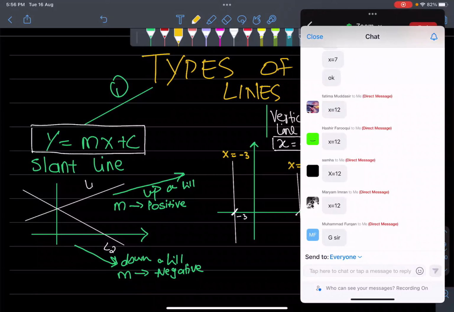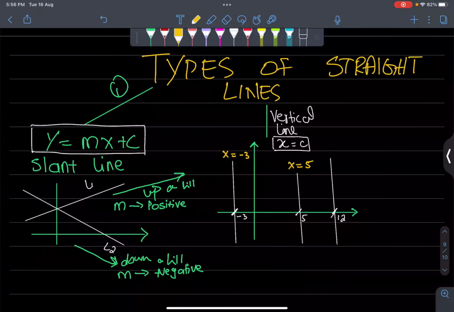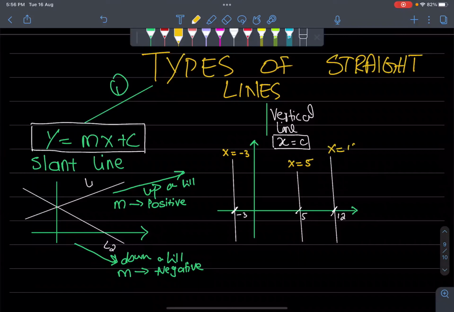Mariam, correct. Sama, correct. Hashir, correct. Fatma, correct. Risal, give it another go. Furqan, tell me. I'll tell now. It is basically what? x equals 12. Very easy.